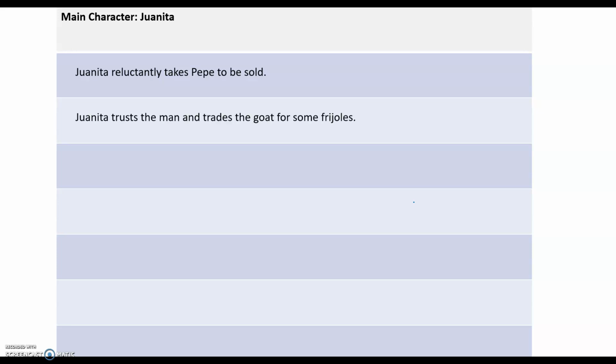But let's record what we talked about into this graphic organizer, so we know that Juanita is the main character. We know she reluctantly takes Pepe to be sold. Then Juanita trusts the man and trades the goat for some frijoles. After that, Juanita thinks her mother is right and she misses Pepe, so she's starting to feel bad. You're going to be drawing this graphic organizer in your notebook and completing it with the rest of Juanita's actions.